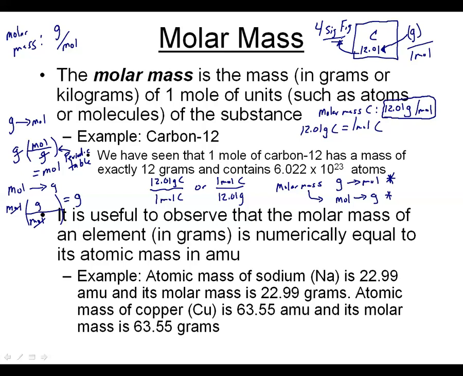So we look at something like sodium, it says 22.99 underneath sodium, and that would be 22.99 grams per mole. So the molar mass of sodium is 22.99 grams per mole. The molar mass of copper from the periodic table, if you look underneath it, is 63.55 grams per mole. And you could do that for any element that you see on the periodic table.